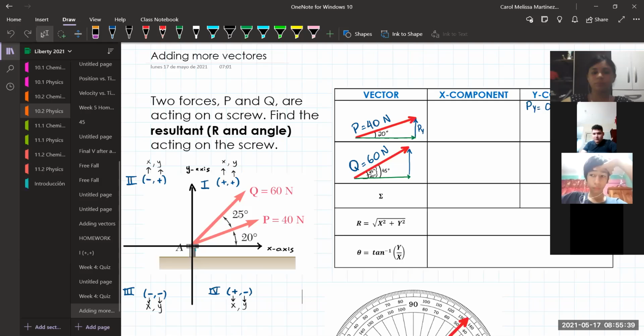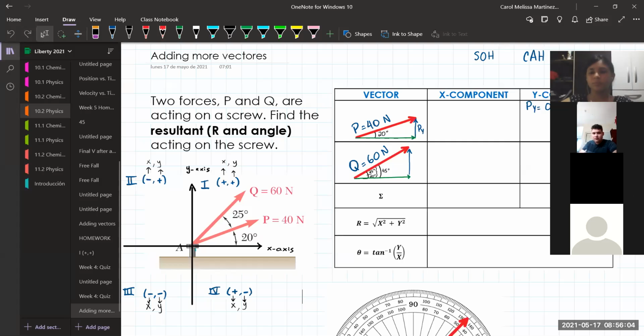No participation today? You want us to do a special quiz today for no participations? Which one are we going to use for opposite? Sine or cosine?